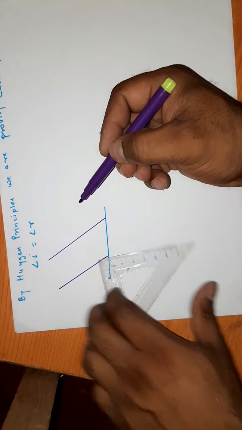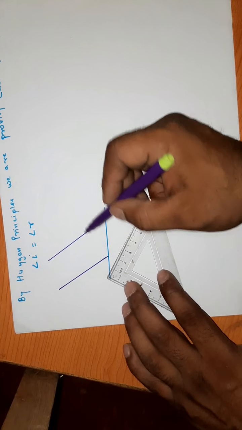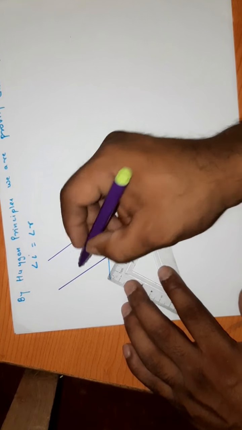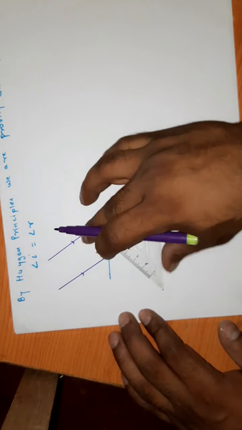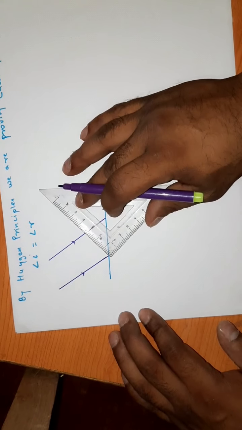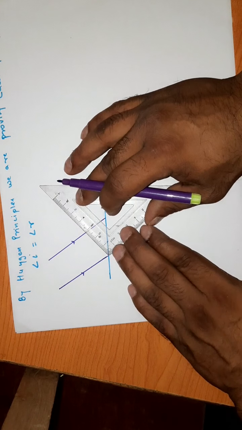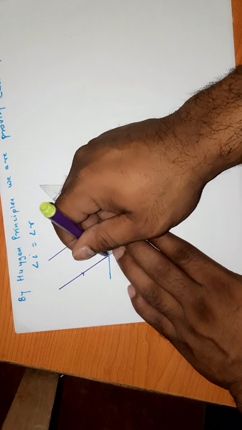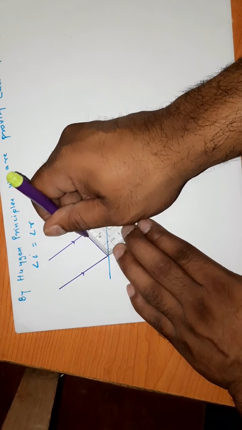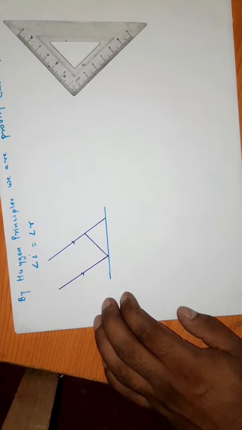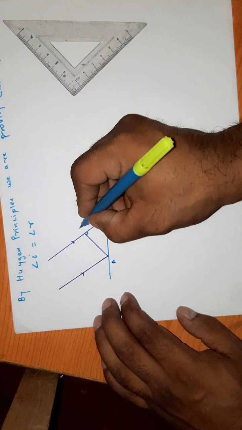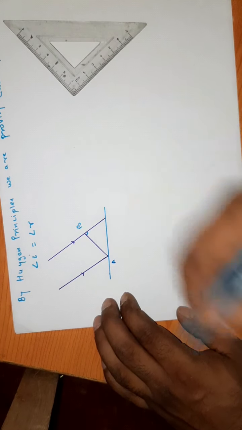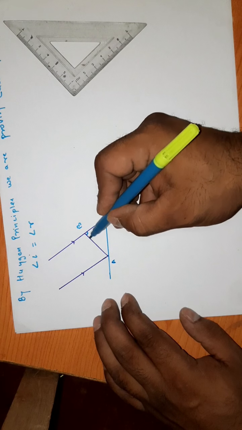Now how is the wavefront formed? Wavefront is formed by drawing the perpendicular to these rays. These are incident rays, and the wavefront will be formed making an angle of 90 degree. So this is the wavefront in this way. Let us suppose this is A and this is B. AB is the wavefront.